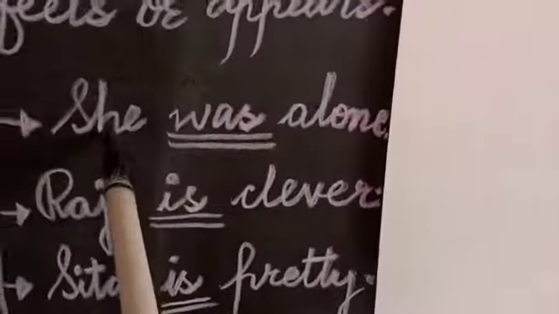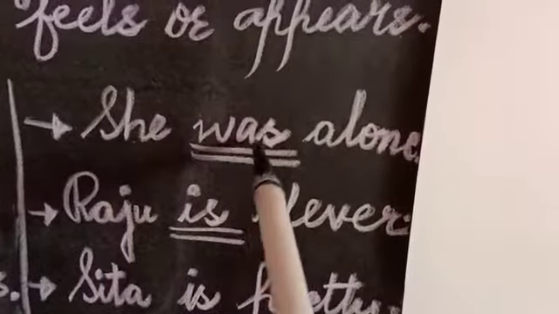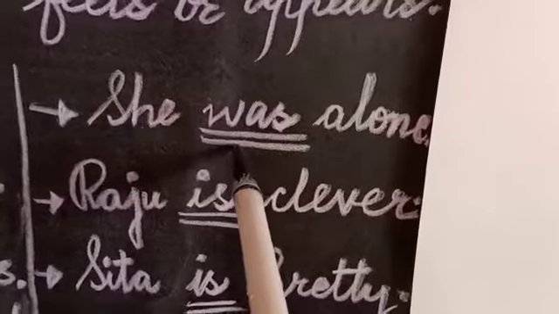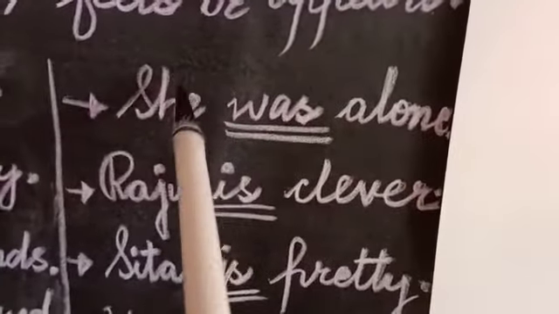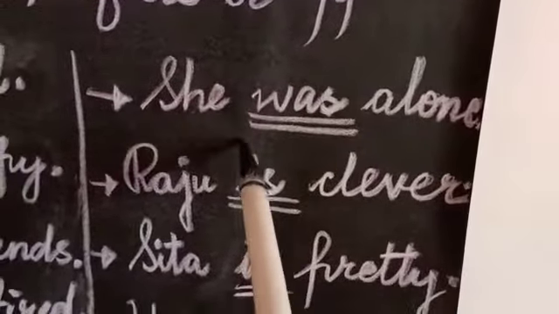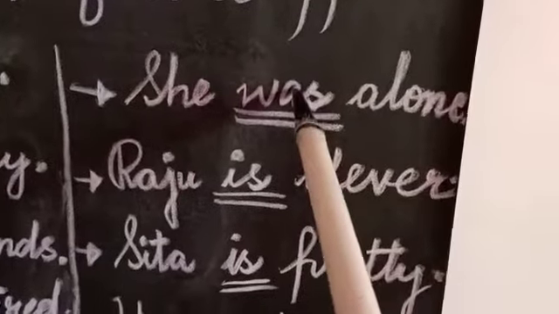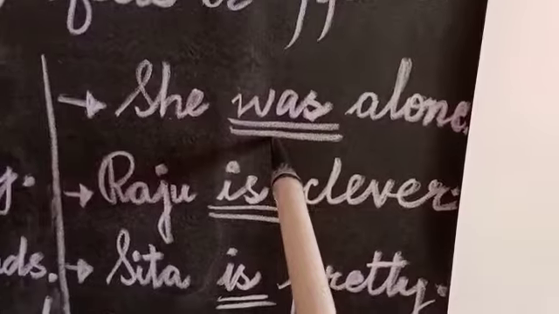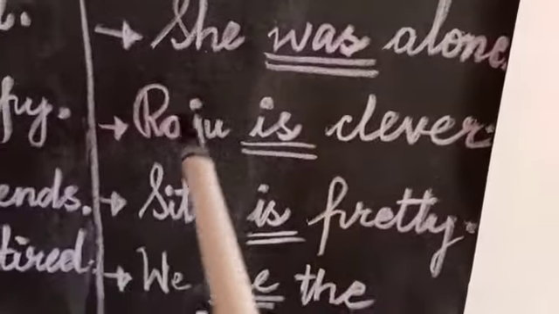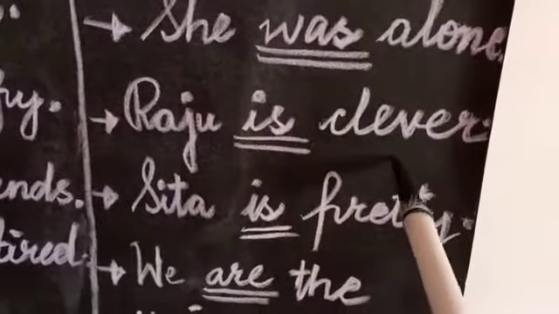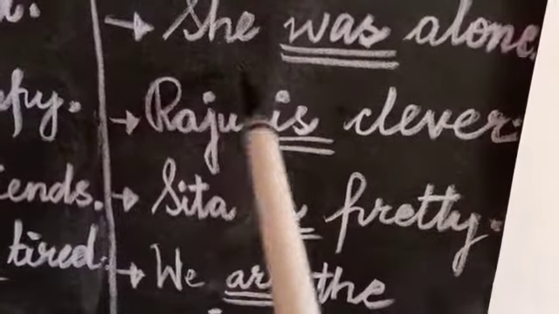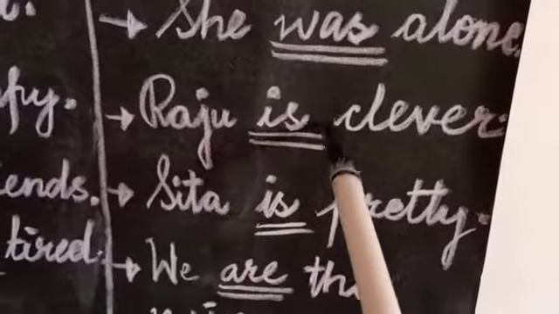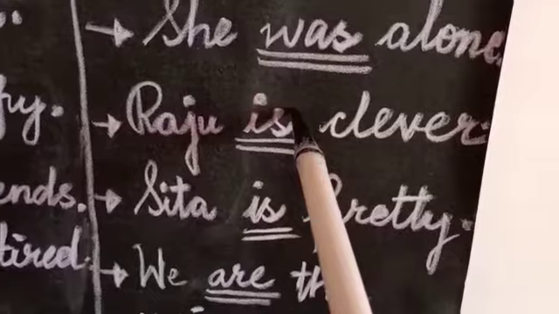Now next example, she was alone. Now again, you see, my dear students, no kind of physical action is here, but this "was" is acting as a verb. But which kind of verb? Action verb or verb of being? Here it is a verb of being. Raju is clever. Again, you see, my dear students, this "is" is functioning as a verb, but a verb of being.